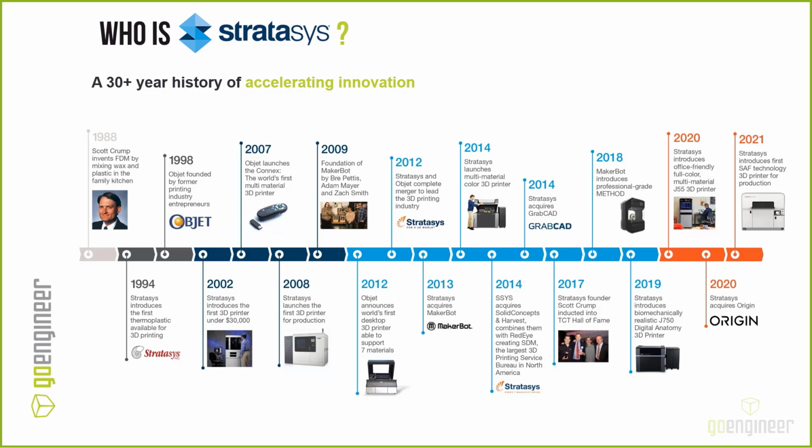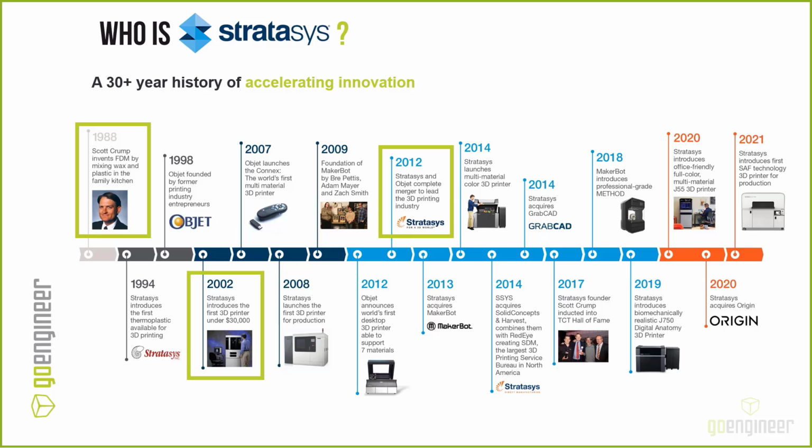I like to take a brief look at the 30-year history, some of my favorite moments. 1988 is when Scott Crump, the founder of Stratasys, invents Fused Deposition Modeling by mixing wax and plastic in the family kitchen, where he printed his child a little plastic frog. And by 2002, Stratasys had introduced the first 3D printer under $30,000. So let that sink in. It was the first printer back in 2002 dollars.